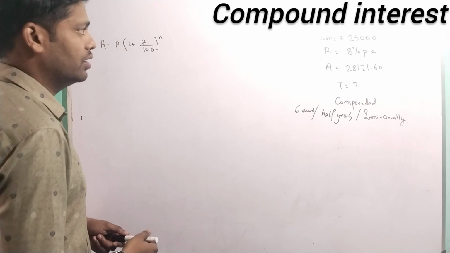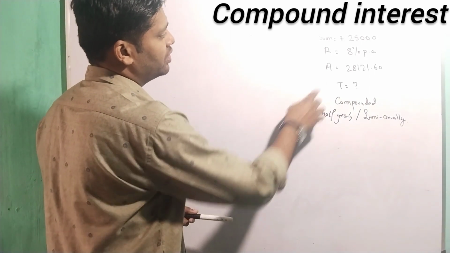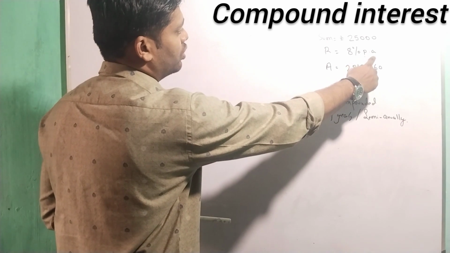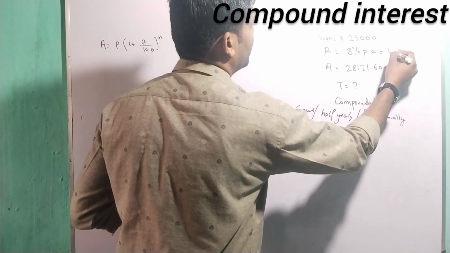Now when it is half yearly, will the sum get affected? No sir. Rate, sir, rate will get affected. It will get reduced to 4%. Why? Per annum means 1 year. 1 year is 8%. For 6 months, how much is it? For 6 months it will be 8% by 2, which is 4%.